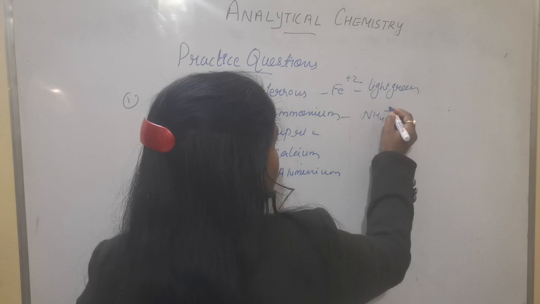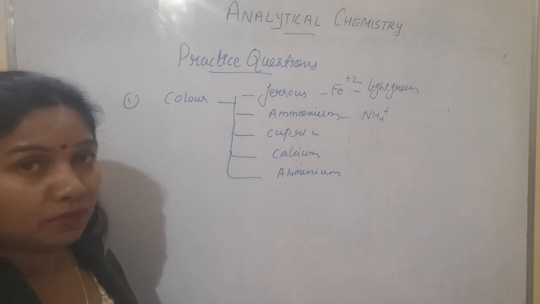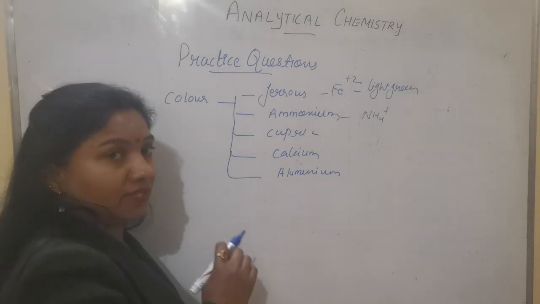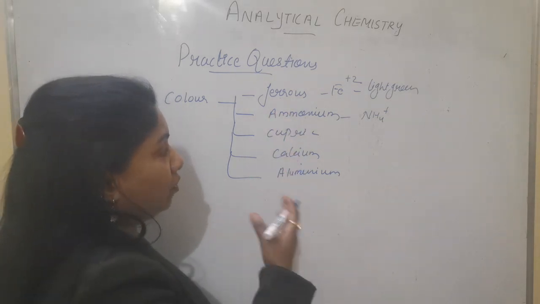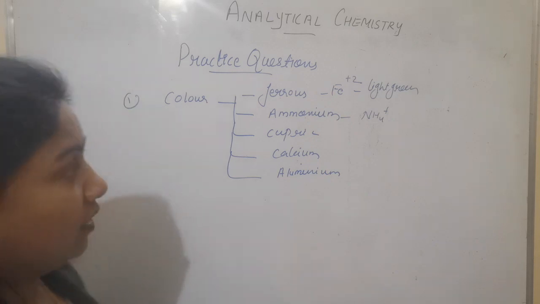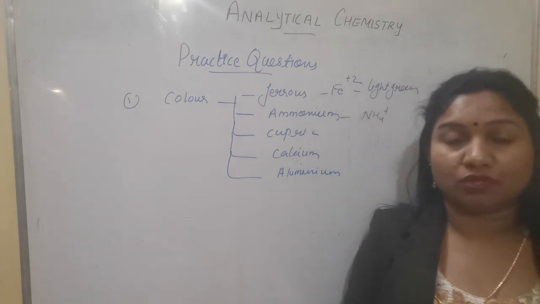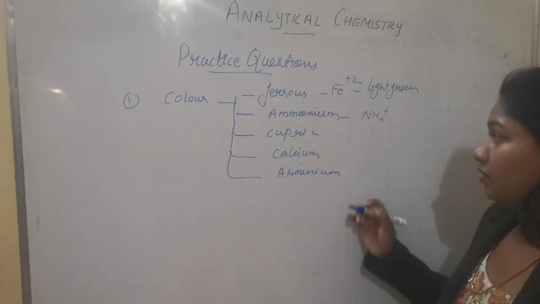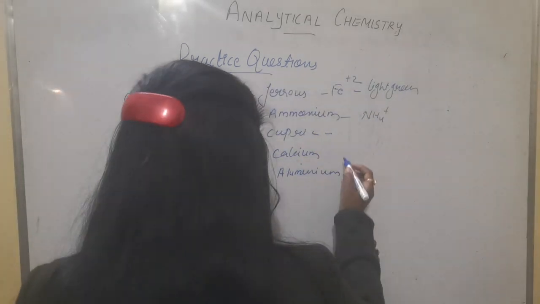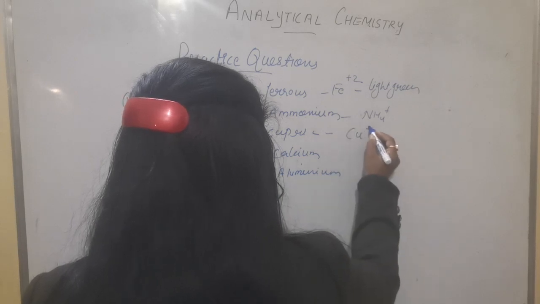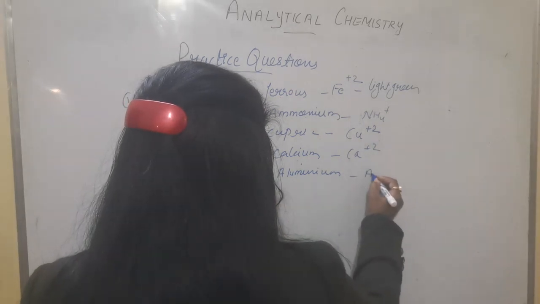Ammonium NH4 plus, you have to memorize this formula. It is very important because without the formula you won't be able to write the chemical equations. Learn the formula of the common metals and non-metals as well as their valencies, and only then will you be able to write the proper formula. If you don't know the valency, your formula will not be correct. Cupric, Cu plus 2, and calcium Ca plus 2, aluminium Al plus 3.